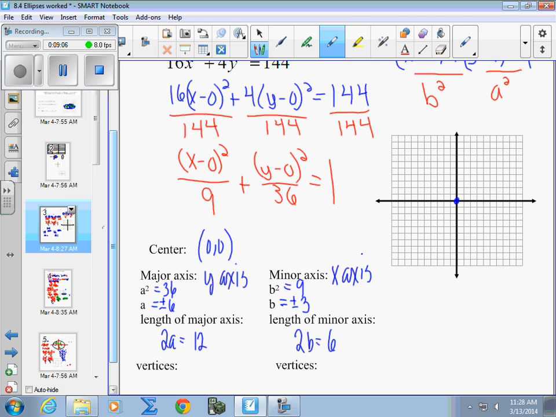Well, let's go back and look at it. The center is at the origin, 0, 0. The major axis we said was the y-axis, so we need to go up 6 units, down 6 units, okay? That's my fault. I apologize. So 1, 2, 3, 4, 5, 6. Down 1, 2, 3, 4, 5, 6. Then we need to go over 3 units. 1, 2, 3, 1, 2, 3.